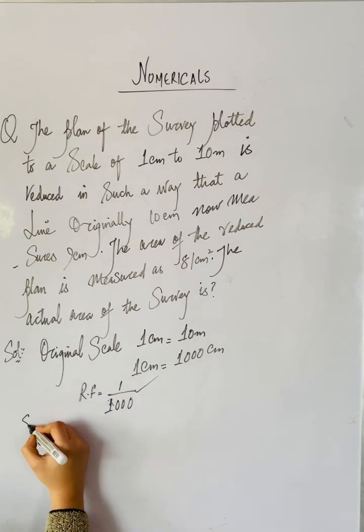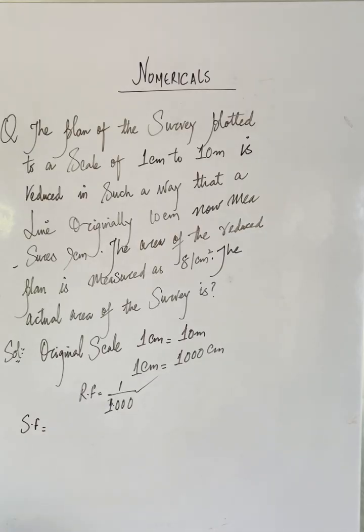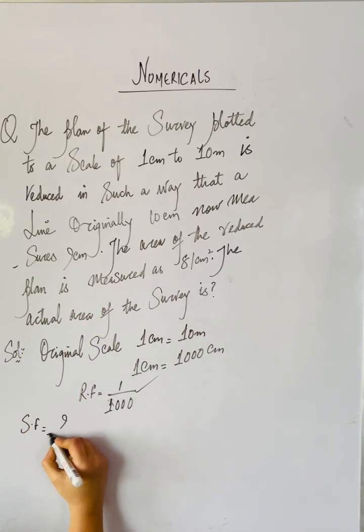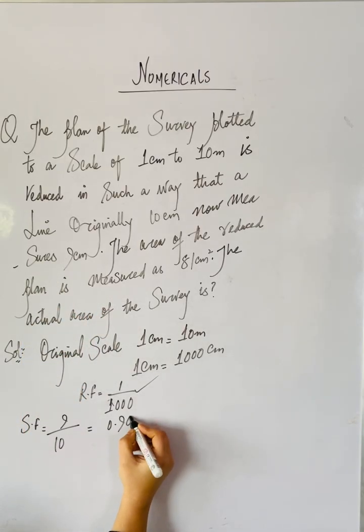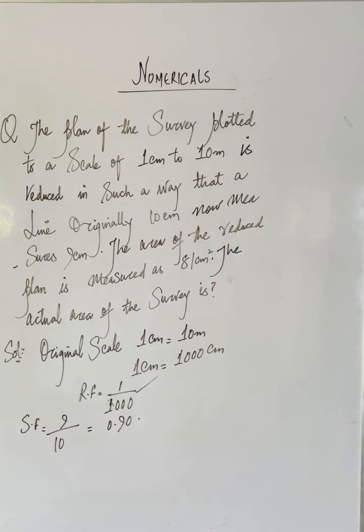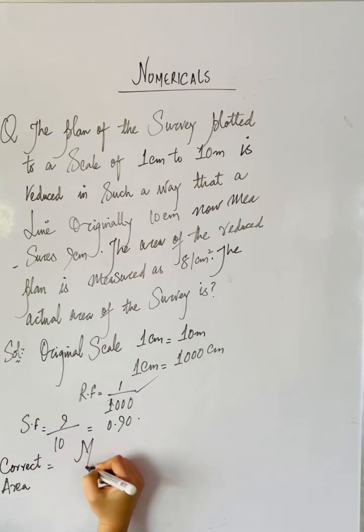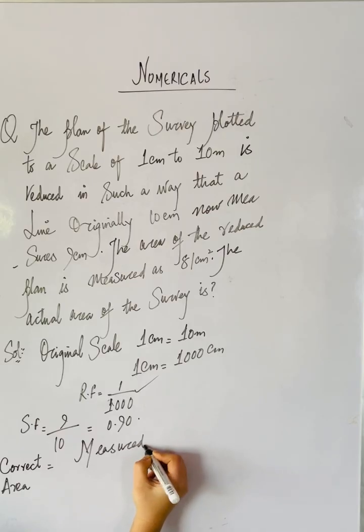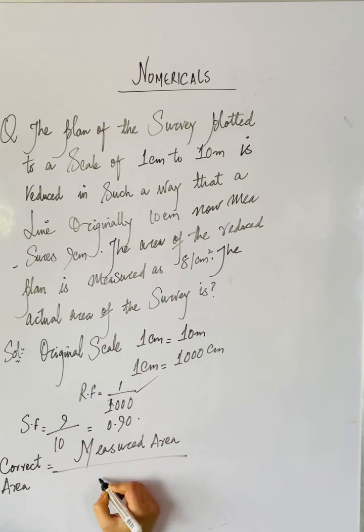What is my shrinkage factor or the shrinkage ratio? Shrunk length by original length. My shrunk length is 9 centimeters. My original length is 10 centimeters. 0.90 is my shrinkage factor, right? Now, the area of the reduced plan is measured at 81 centimeter square. Now, I have to find the correct area first, right? And the correct area is equal to measured area divided by the square of the shrinkage factor, right? My measured area is how much?